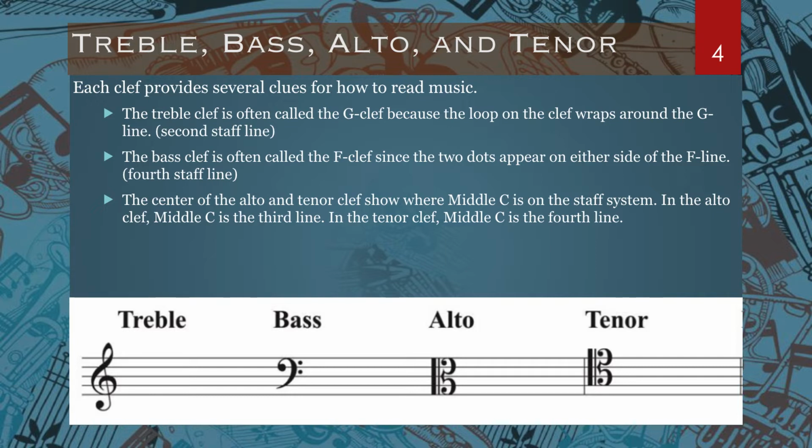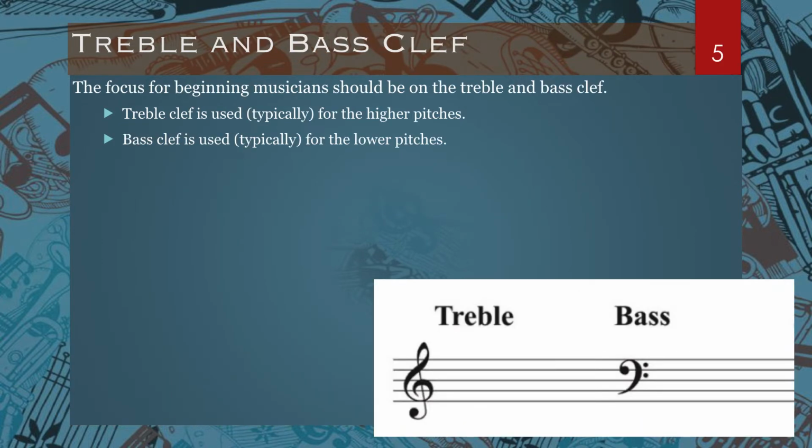The important thing to know here is that the treble clef wraps around the G line and the bass clef wraps around the F line. Everything else is really extra information, just so you understand how clefs work. So the focus for a beginning musician should be solely on the bass and the treble clef. The treble clef is used typically for the higher pitches, so that's going to be anything above middle C usually. The bass clef is typically used for the lower pitches, so anything below middle C.